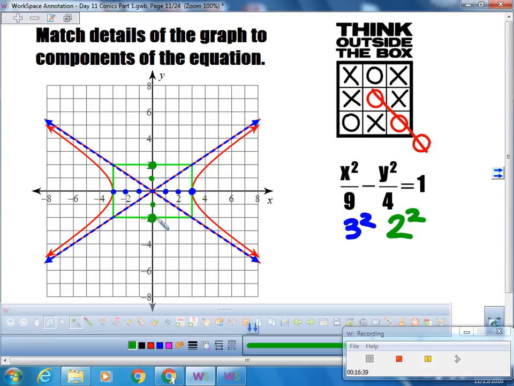I call this right here my slope box. Do you see how it makes a box with those 4 points that I made? The slope box gives me my asymptotes.